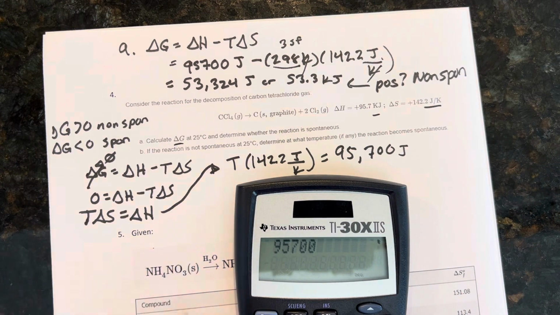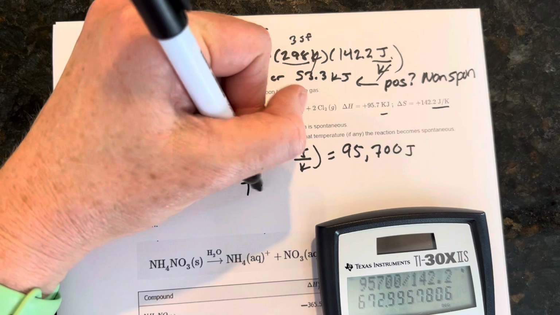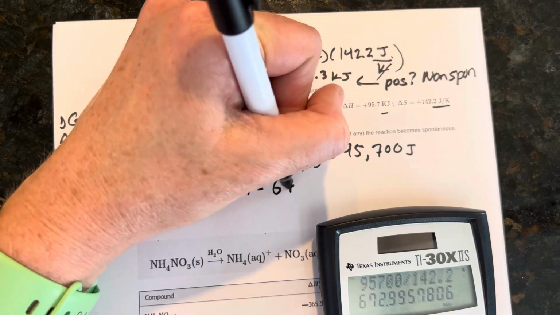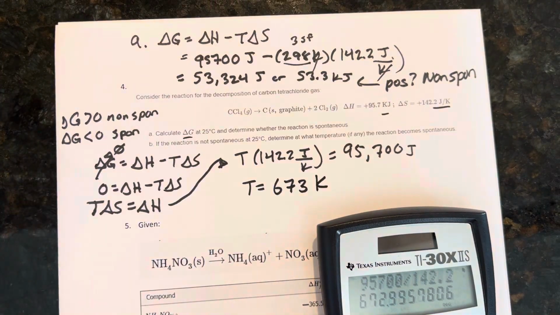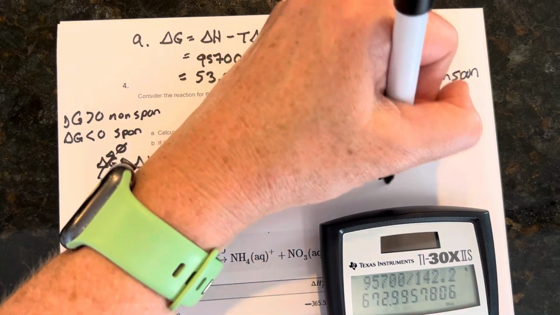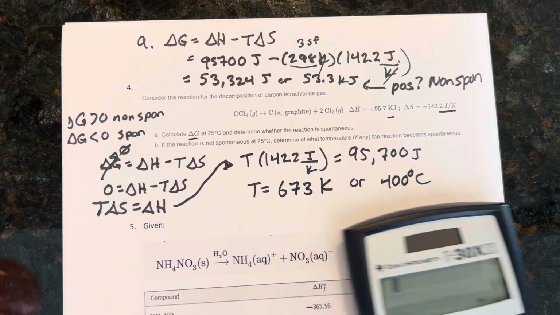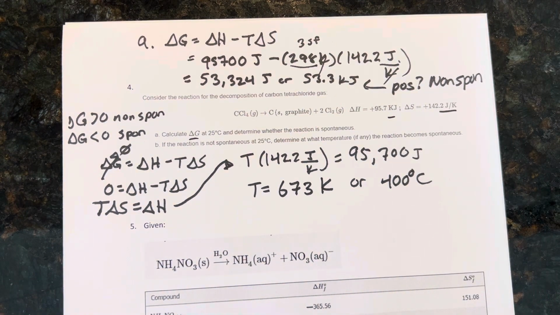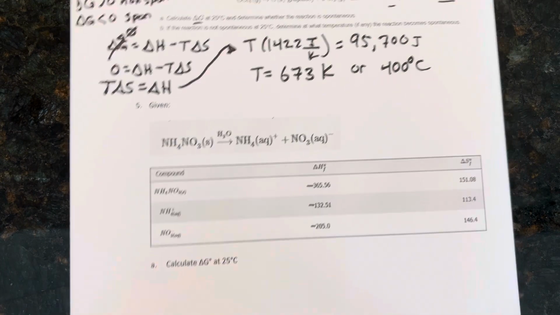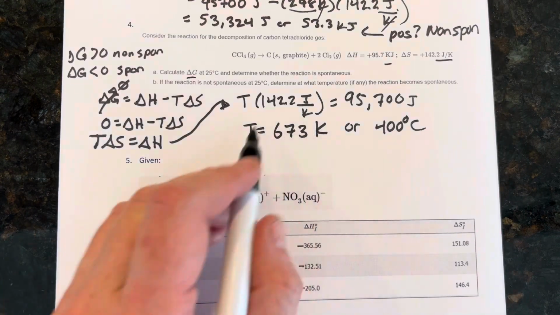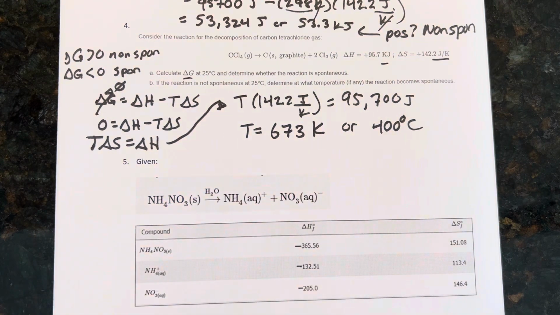So I'm going to take 95,700, divide by 142.2, and I get a temperature of 673 Kelvin, or 400 degrees Celsius. Okay, moving on. So this would be the temperature. Anything greater than that, it would become spontaneous.